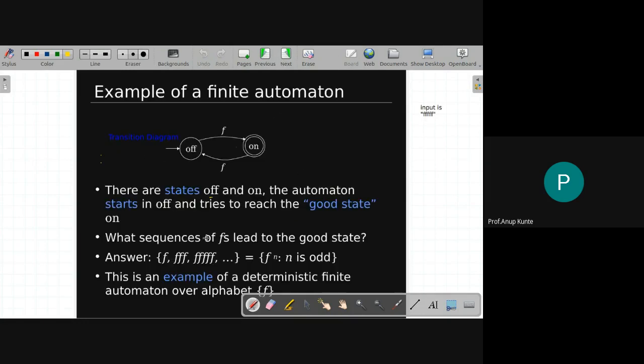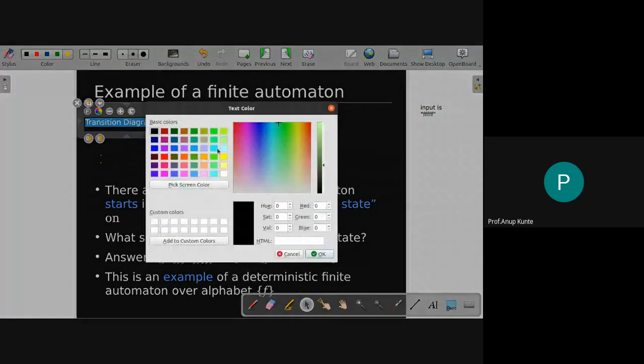Now, before we learn what this particular thing is, we have already seen this diagram in the previous lecture. This is the transition diagram. I told you what this means earlier as well. Let me take this away. This color is not good, not viewable on the background. It's not changing the color. Why? I have to use this color chooser.